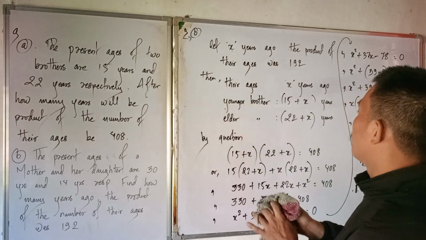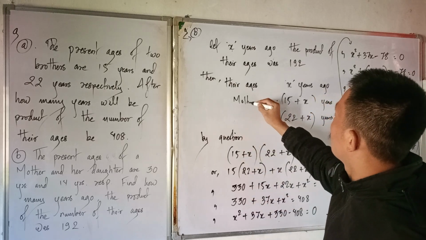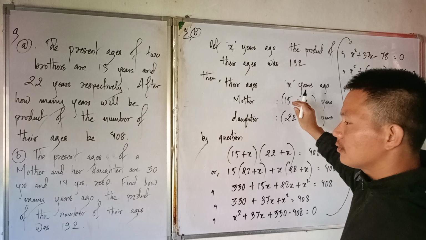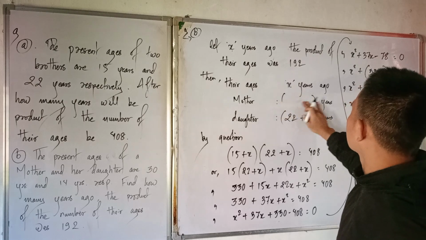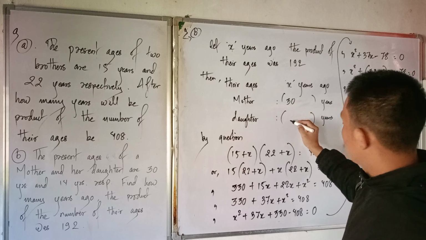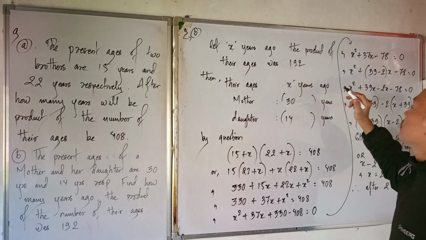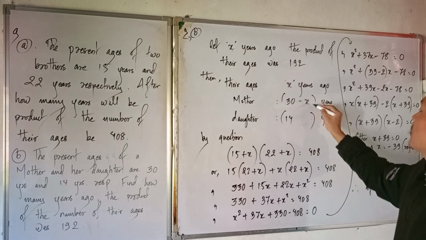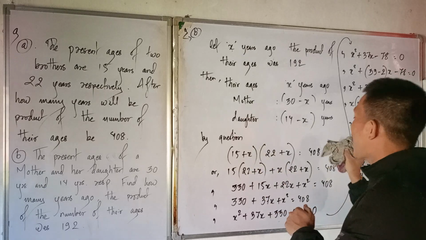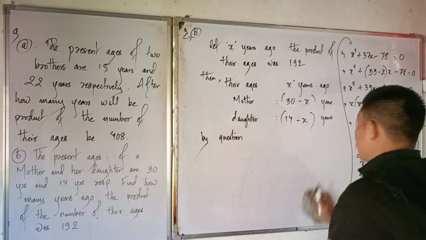Instead of mother and daughter, I'm going to replace them with their actual ages: the mother's present age is 30 years, and the daughter's present age is 14. Now their ages X years ago means you have to subtract X, here also minus X. Now by the equation, the product of their ages X years ago, we apply the same conditions and simplify. You'll get the value of X.